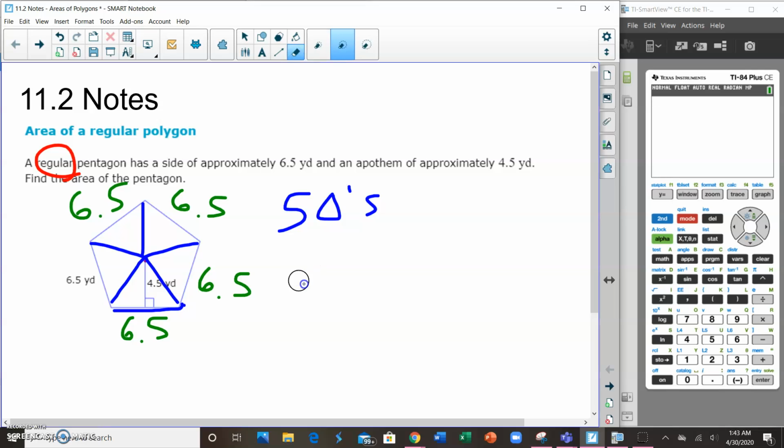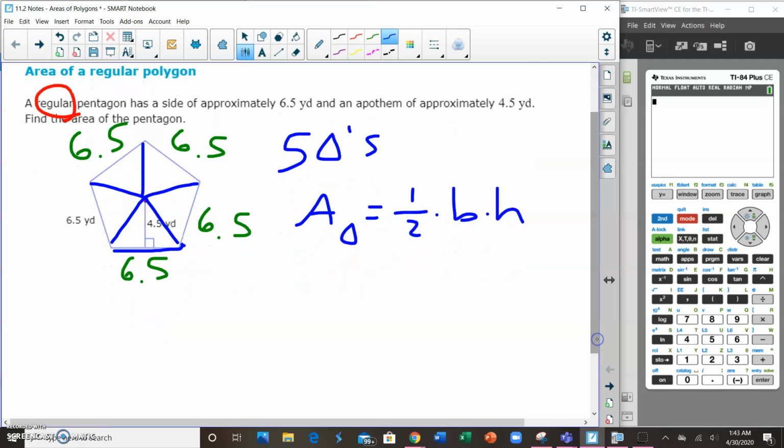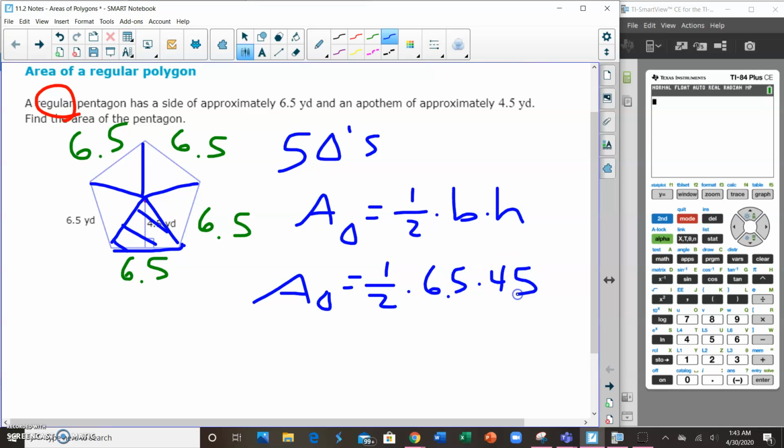All right, so how do you find the area of a triangle? So the area of a triangle is simply 1/2 times the base times the height. Well, this is pretty easy because you already know the base and the height. The base of this blue triangle is simply 6.5 times 4.5. So the area of the triangle is 1/2 times 6.5 times 4.5. That is the area of the triangle.